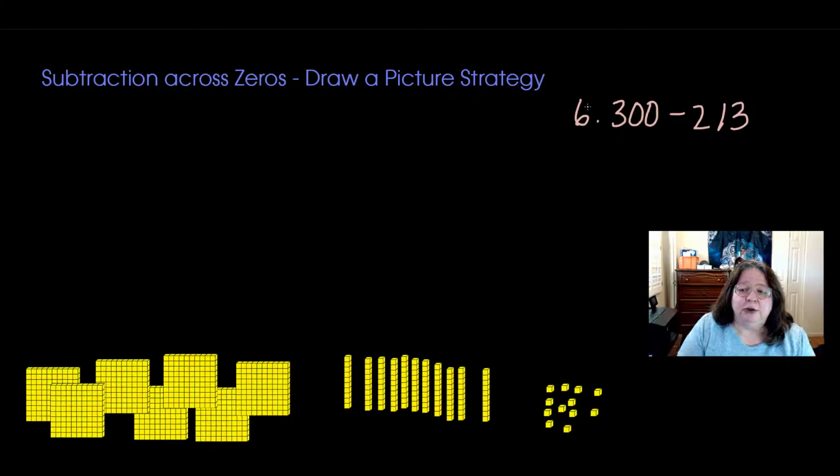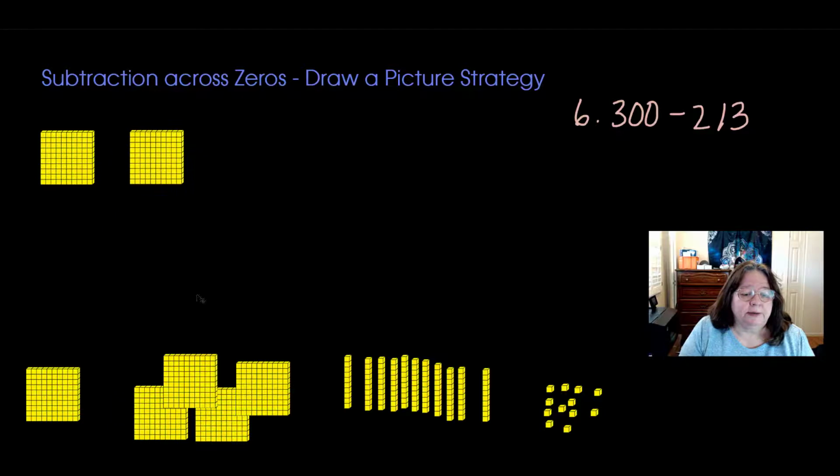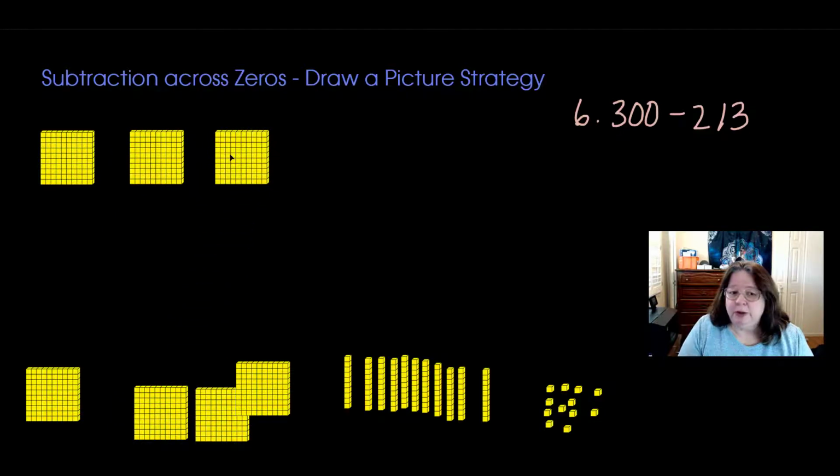Our first step is going to be to decompose the minuend by place value. So there are no ones, there are no tens, but there are 300s. So I'm going to grab 3 of these hundreds blocks. Okay, would you agree? 100, 200, 300. We have represented the number 300 using hundreds blocks. Now we need to take away 213.